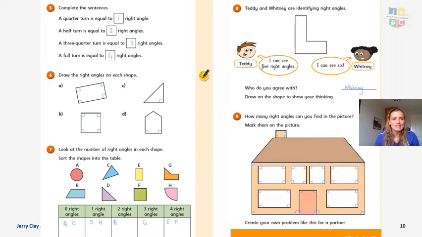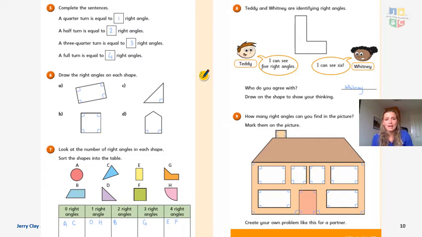Question 5, complete the sentences. So a quarter turn is equal to one right angle. A half turn is equal to 2 right angles, a three-quarter turn is equal to 3 right angles, and a full turn is equal to 4 right angles. If you needed to draw this to see, you could have also done that.